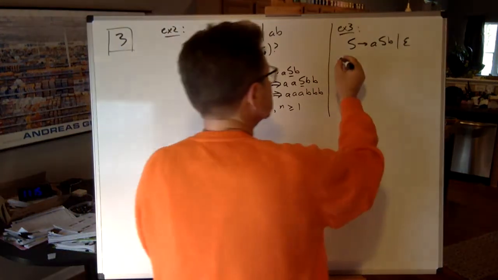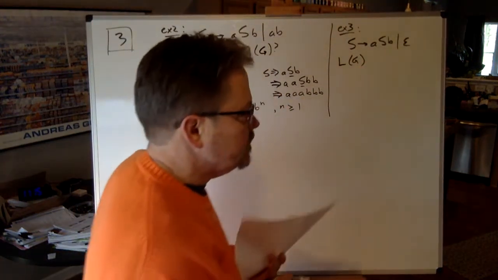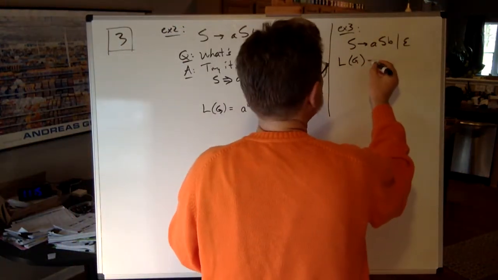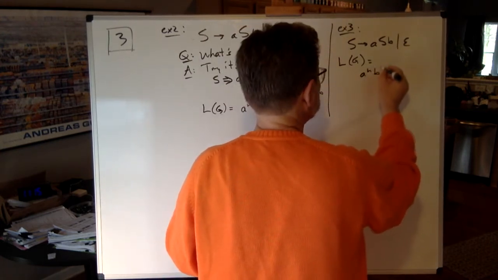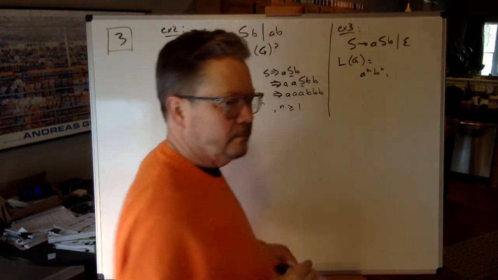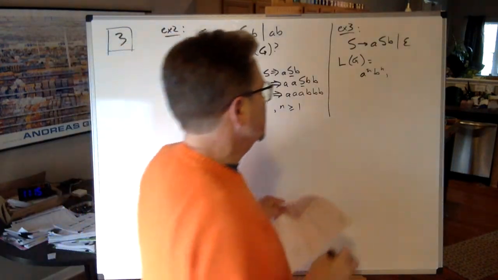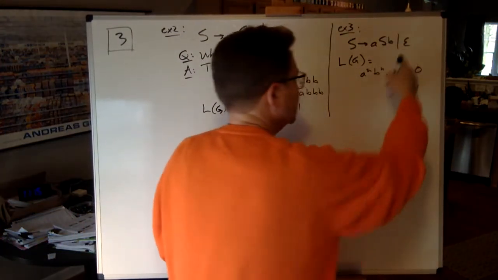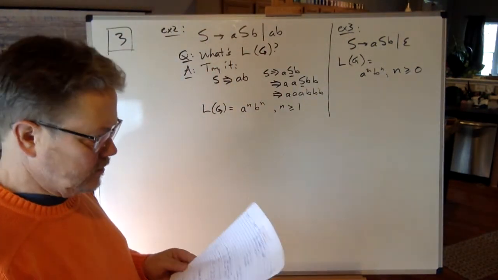Okay, over here, what's the language of this grammar? Not the language of the starting symbol. Okay, the language of the grammar equals, same thing, a to the n, b to the n. Except, man, I believed at this point, didn't I? Except n doesn't have to be greater than or equal to 1. n is greater than or equal to 0. Because epsilon is also in the language, the start symbol can be replaced with the empty string.